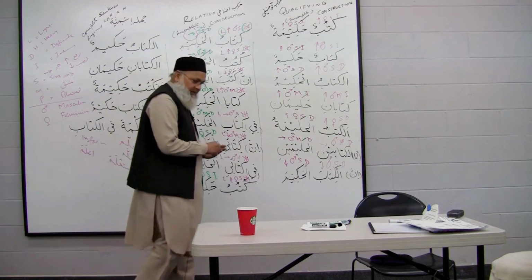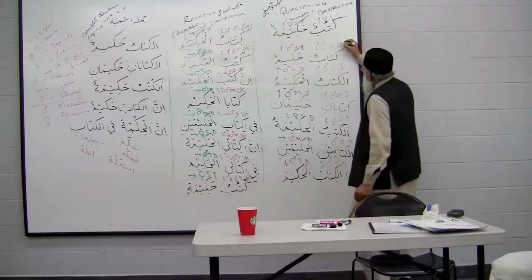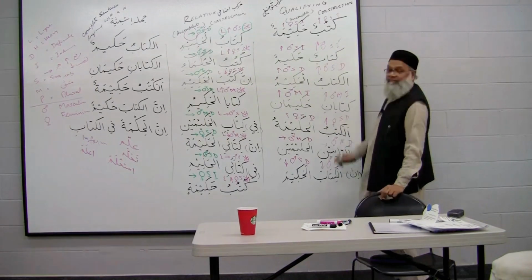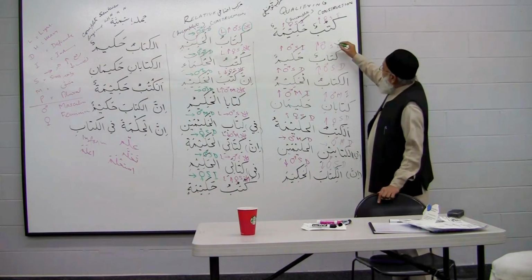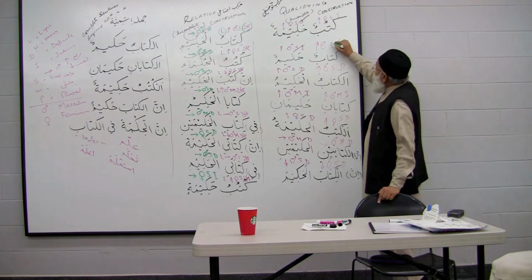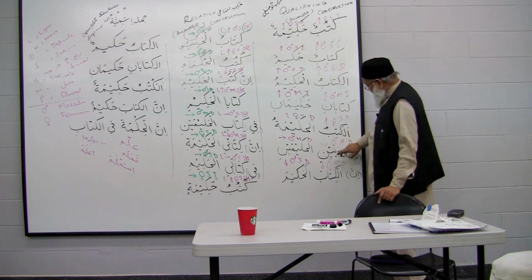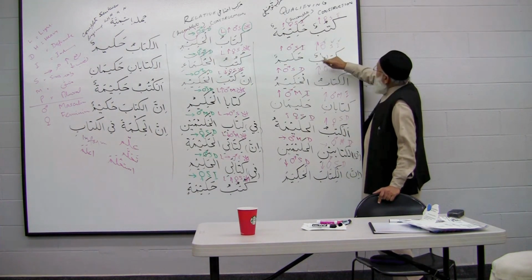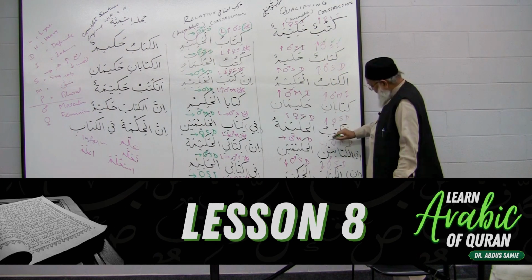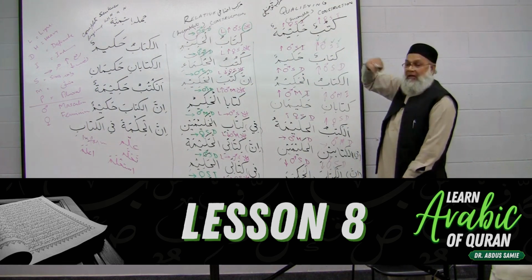So, let's have an overview again. Indefinite, definite, indefinite, definite, definite, definite. Open here. Singular, singular, musanna, singular, musanna, singular. Masculine, masculine, masculine, feminine, masculine, masculine. Then form of iraab: rafa, rafa, rafa, rafa, jar and nasab. Again open here. Let's come to this side.